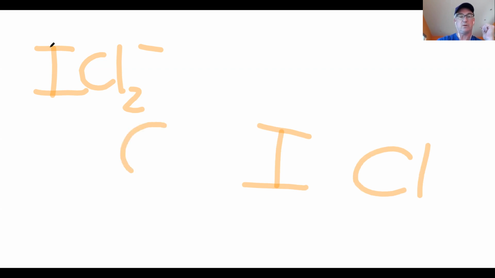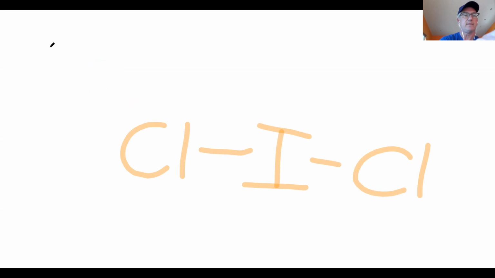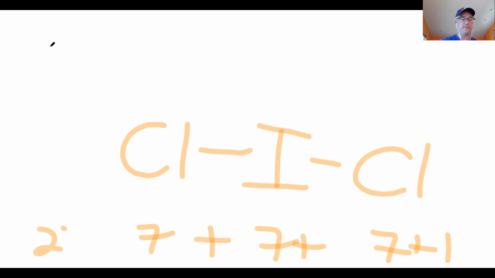So we put the iodine in the middle, and we put chlorine on one side and chlorine on the other side. So how many electrons am I going to be dealing with here? 22. I got 7 and 7 and 7, and the 1 from the negative charge. That's right. 7 plus 7 plus 7 plus 1, 22. So how many electrons are in bonds?